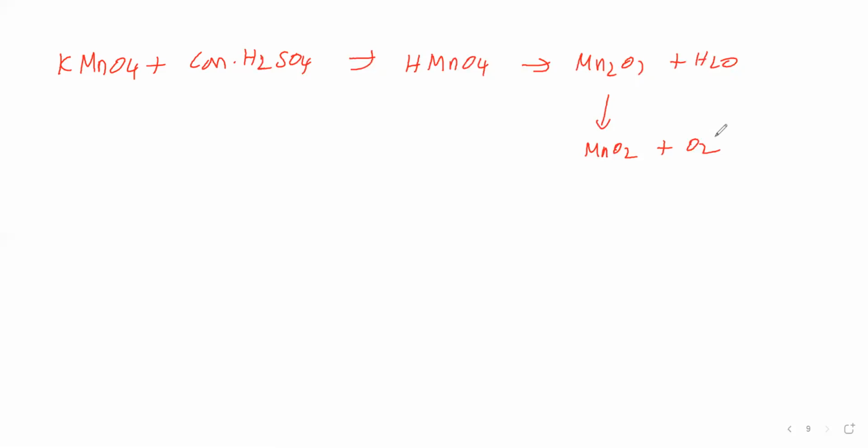Then potassium permanganate is used as a bleaching agent. It bleaches wool, cotton, silk and other textile fibers, and it is used for decolorizing oils.